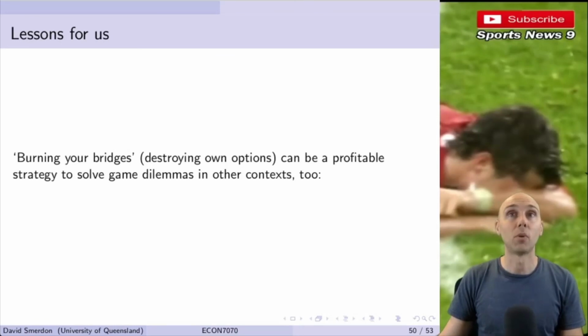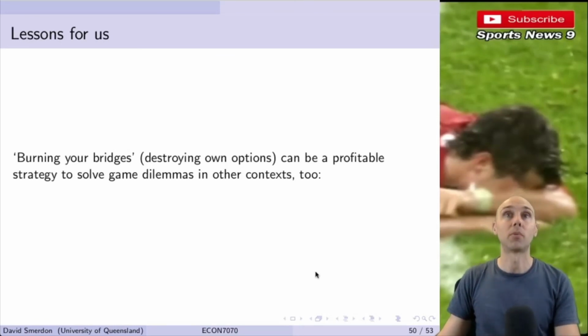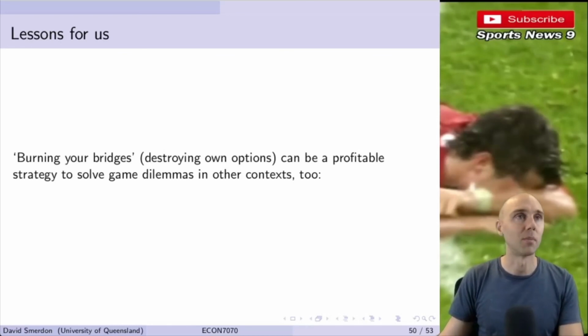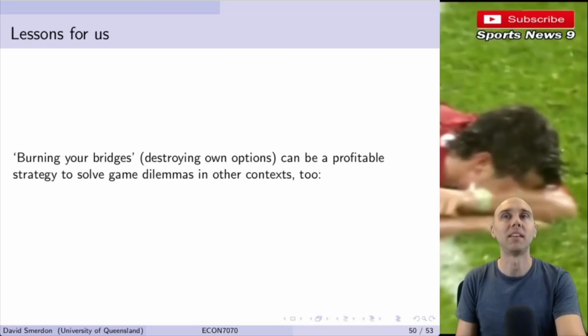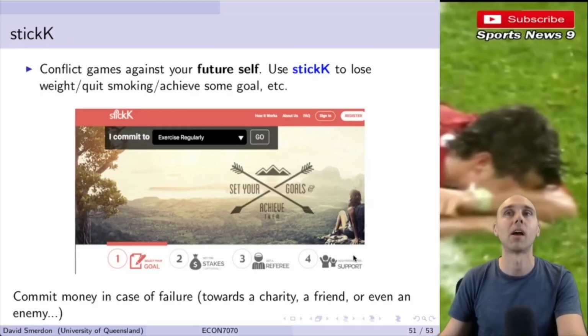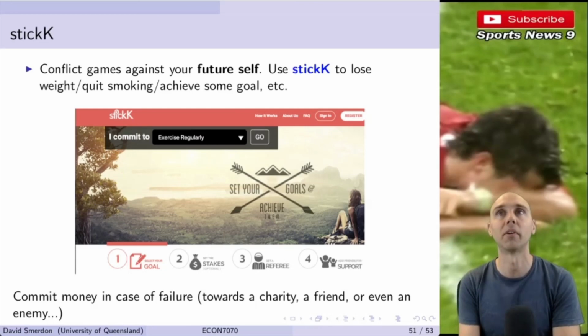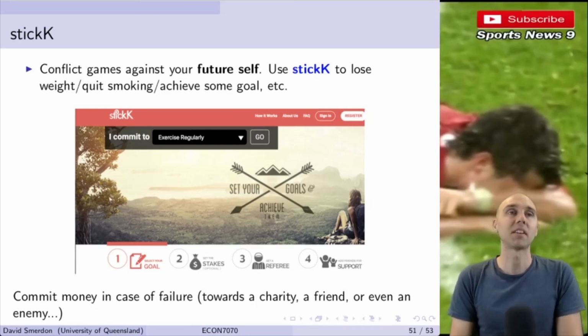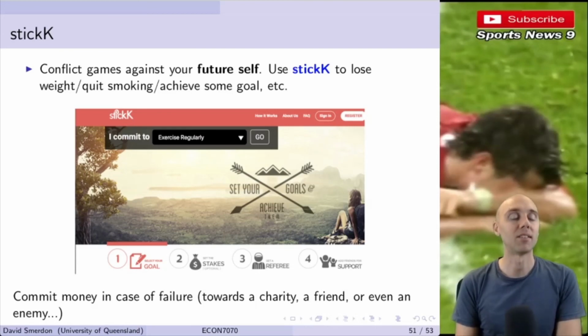So burning your bridges or destroying your options can be profitable in strategic interactions, but it can also help with other dilemmas. Sometimes you're not competing against other people, but actually competing against yourself. And it's been used in recent times by psychologists as a form of commitment device. There's an interesting application of that online. It's an application called Stick. Basically, it's a game where you're competing against yourself in the future.